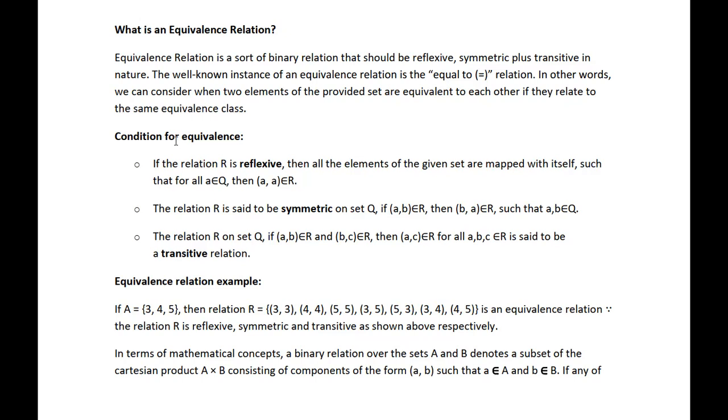There are three conditions for an equivalence relation. One is reflexive, the other is symmetric, and the third one is transitive. A relation R is reflexive if all the elements of the given set are mapped to themselves, such that for all A belonging to a set Q, (A, A) must belong to R. In this way, we can say that R is a relation on the set Q. The relation R is said to be symmetric on a set Q if (A, B) belongs to R, then (B, A) also belongs to R, such that A, B belong to Q.